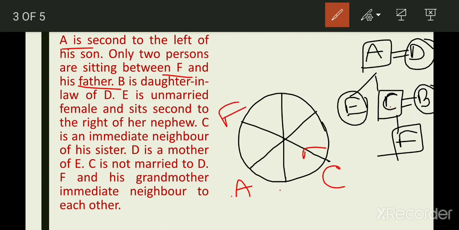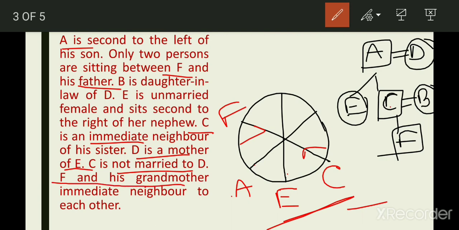E sits second to right of her nephew. E's nephew is F. F's first, second. This gives us the position for E. Now next, it is given that C is immediate neighbor of his sister. Yes, it's true. D is mother of E, and C is not married to D. We have done all this.